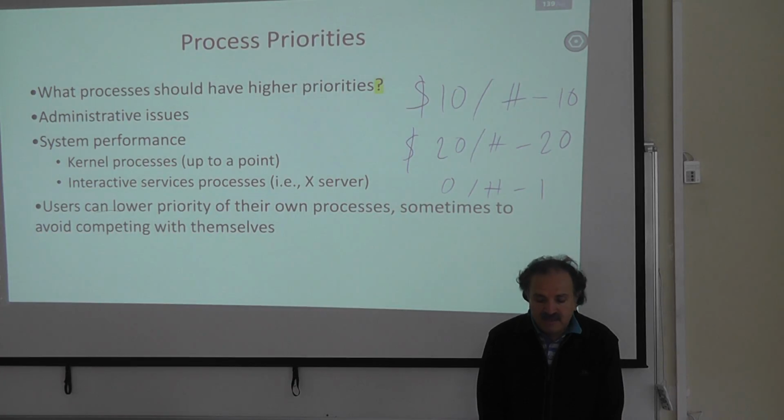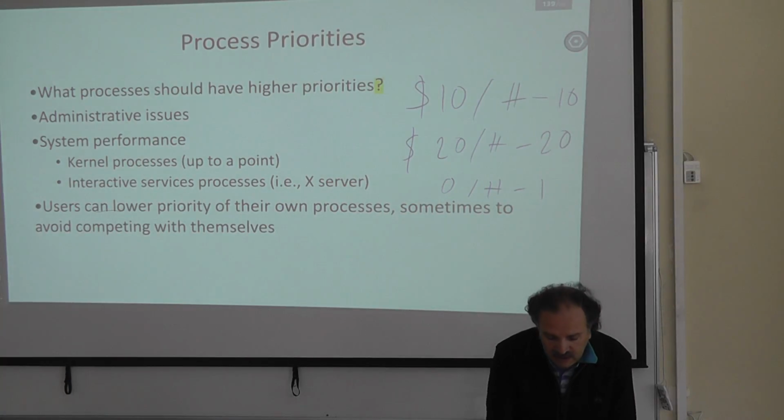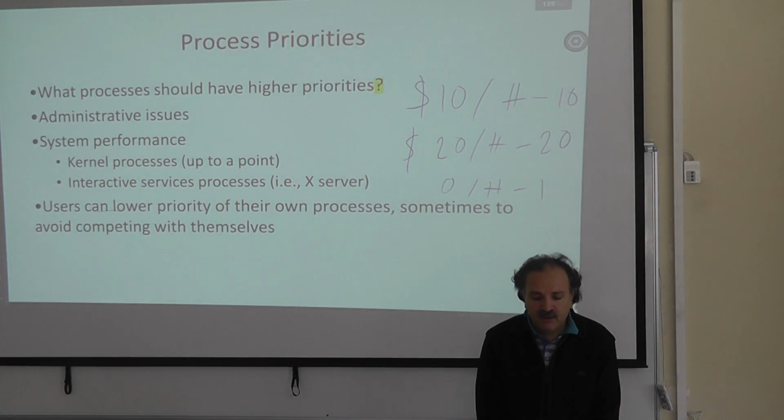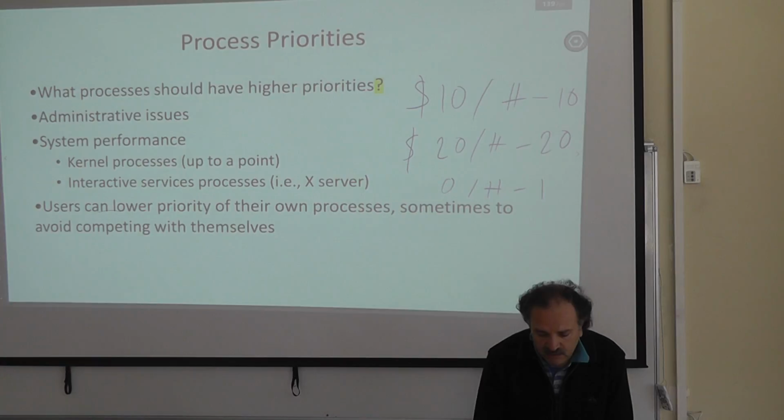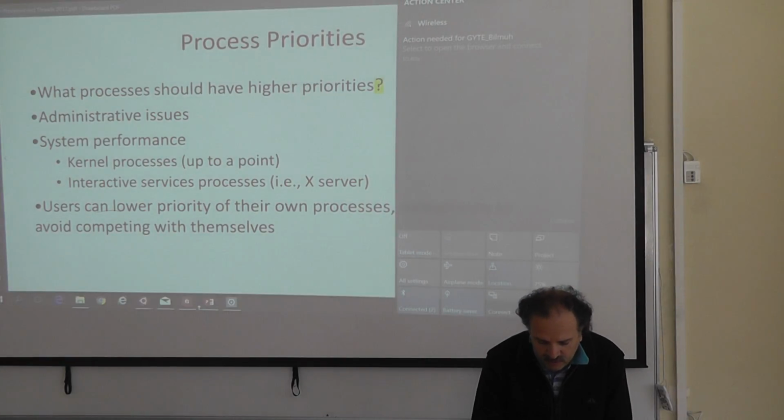Sometimes the users might want to lower their priorities. The user can lower the priority of their own process. Do you know how to lower your priority in Unix? How do you run your Unix job with a lower priority? Do you know how to do it?